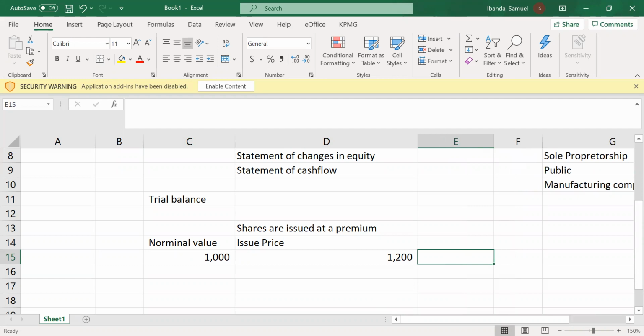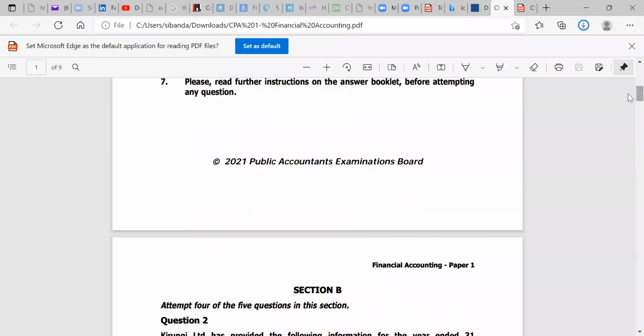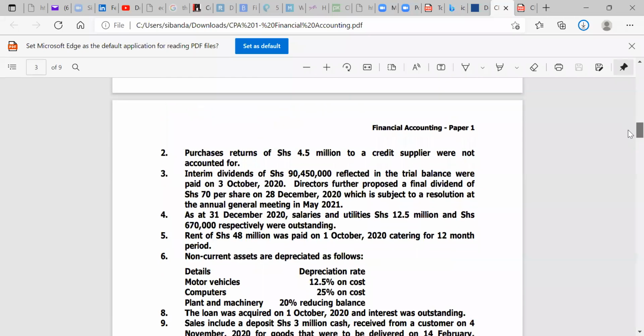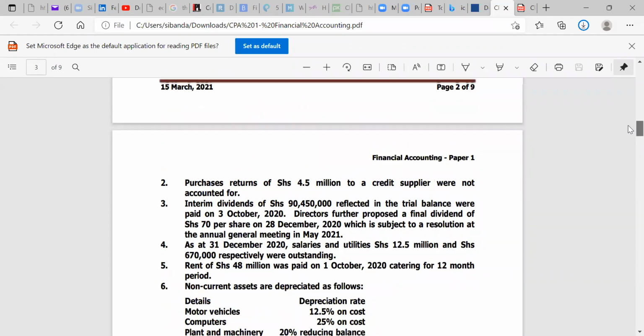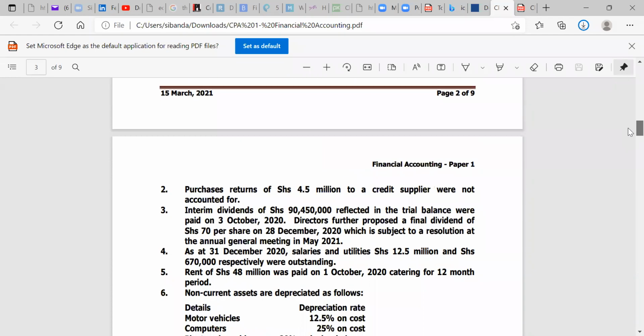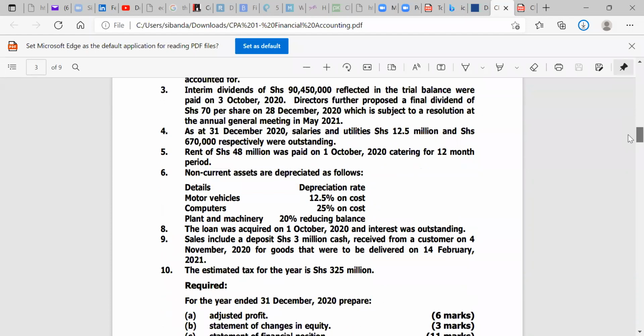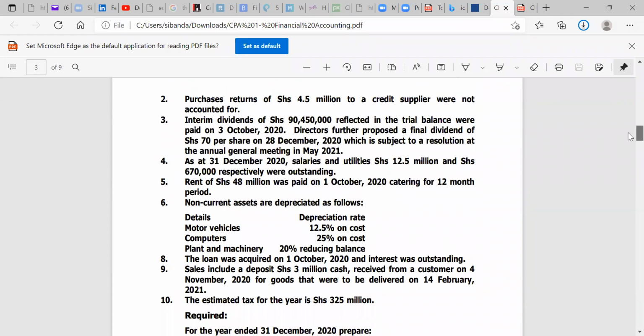We have even this same scenario here. When you proceed down in this question, you get to realize that there was an issue of shares. Let's just see down here. I don't know if we have an issue of shares here in the question. Okay, it's not there. Maybe we can just continue learning this.